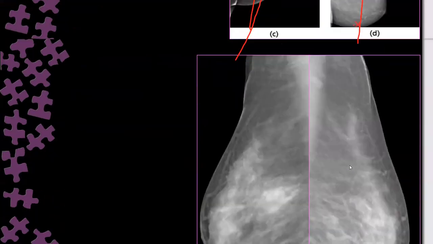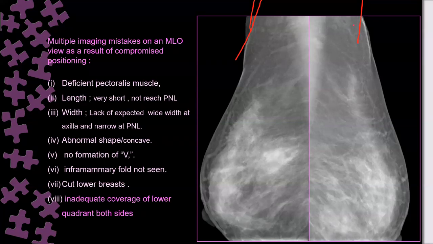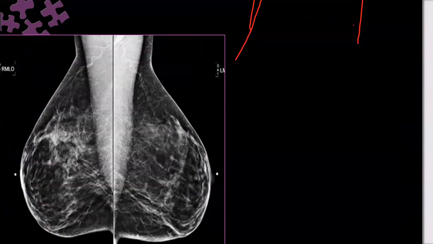The inferior part is missing, and this one also is missing breast tissue inferiorly. Both breasts are missing tissue inferiorly. I could not see the retromammary fat. And the pectoralis on both sides is very short, inadequate in every criterion. All the criteria are not optimal regarding the pectoralis. In conclusion, for repeat, both sides. And what about this one?